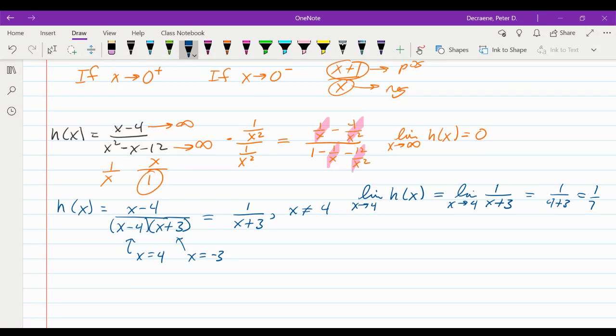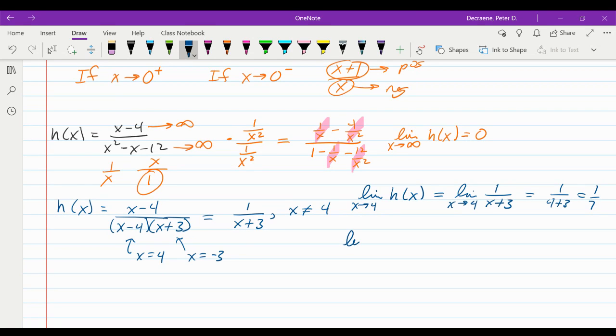And if you look at the graph, if you go to x equals 4 on your graphing calculator on Desmos, you will see that there's actually a hole in the graph there. But if you get very close to x equals 4 from either side, the hole happens to be at the point (4, 1/7). What if we wanted to do the limit as x goes to negative 3?